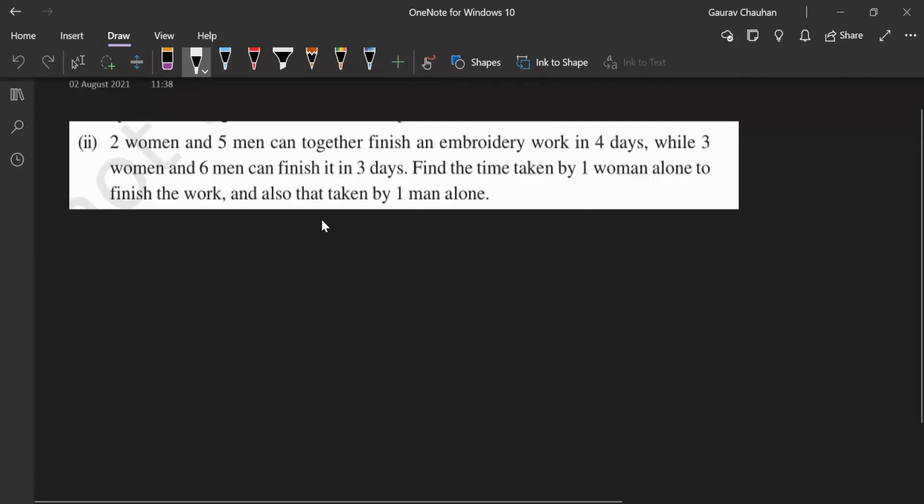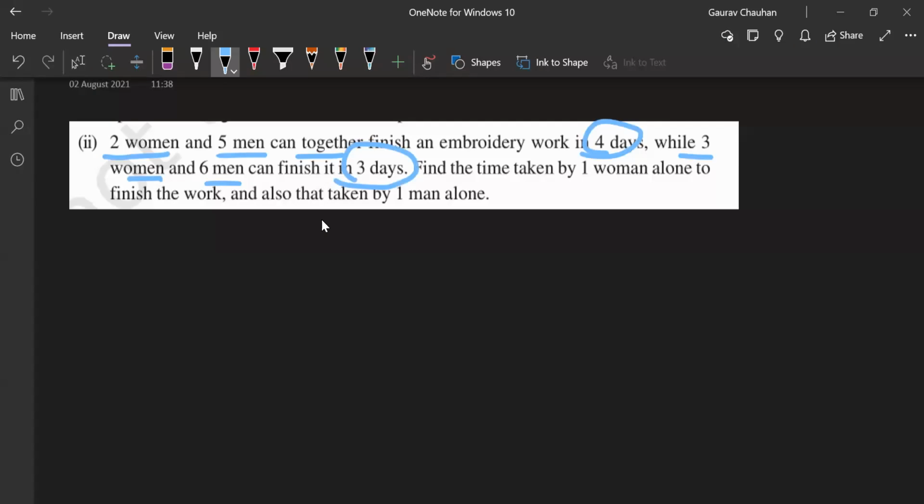Guys, see, the same thing is happening here, okay? But they're saying work is by 2 women and 5 men together. It's not A and B. It's not 1 man, 1 woman. It's 2 women, 5 men. Will take 4 days. Then they are saying 3 women, 6 men will take 3 days. It's going to be a complicated equation. And here is where our reducible equation will come in, Deepak, okay?